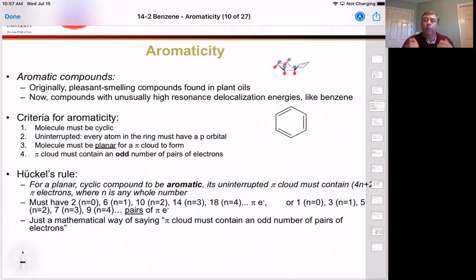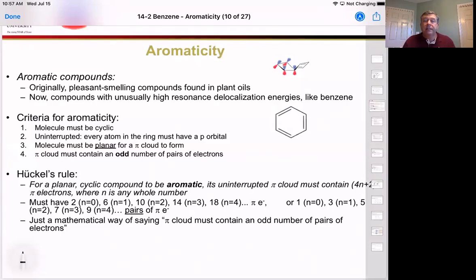So there are 4 rules we must follow to make a compound aromatic. The first rule is the compound must be cyclic, okay? We're going to start with just one cycle right now, and we will extend that later, okay? But it must be cyclic.